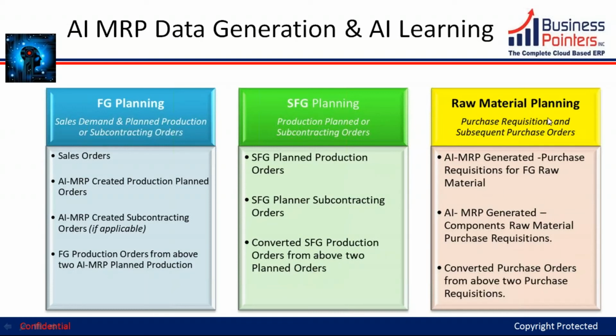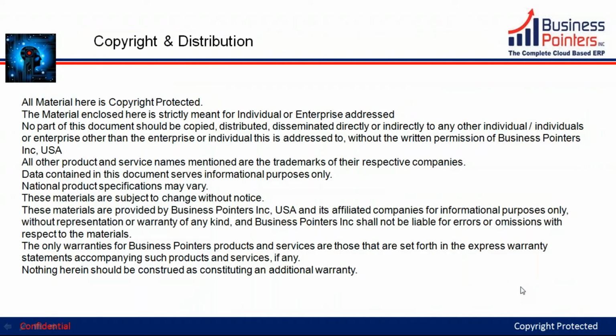Next is raw material planning. So we have purchase requisitions and subsequent purchase orders being created. Artificial intelligence based MRP generated purchase requisitions for finished good raw material. Generated components raw material purchase requisitions for the semi-finished products, and converted purchase orders from above to purchase requisitions.